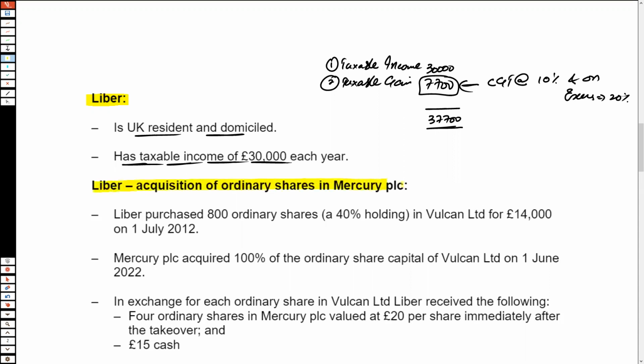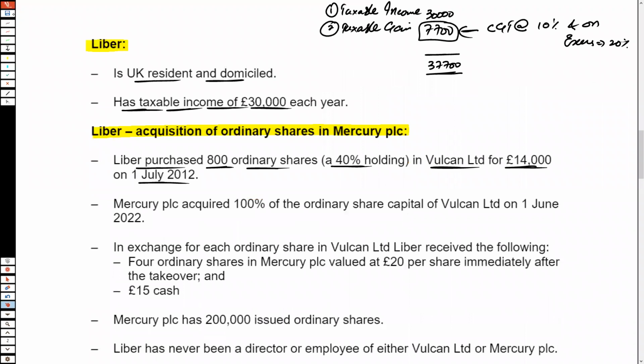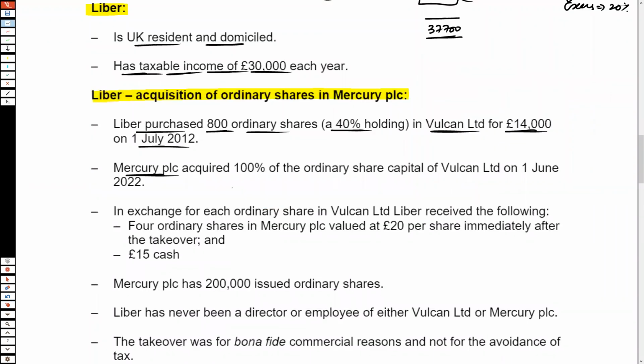Libor's acquisition of ordinary shares in Mercury PLC. Libor purchased 800 ordinary shares, which represents a 40% holding in V Limited, for 14,000 on 1st July 12. Mercury PLC, a new acquirer company, acquired 100% of the ordinary share capital of V on 1st June 22. A person acquired 40% shares in V Limited, and then V Limited is acquired by Mercury PLC after, I guess, 10 years, because the person acquired in 2012 and Mercury PLC acquired the shareholding in 22.